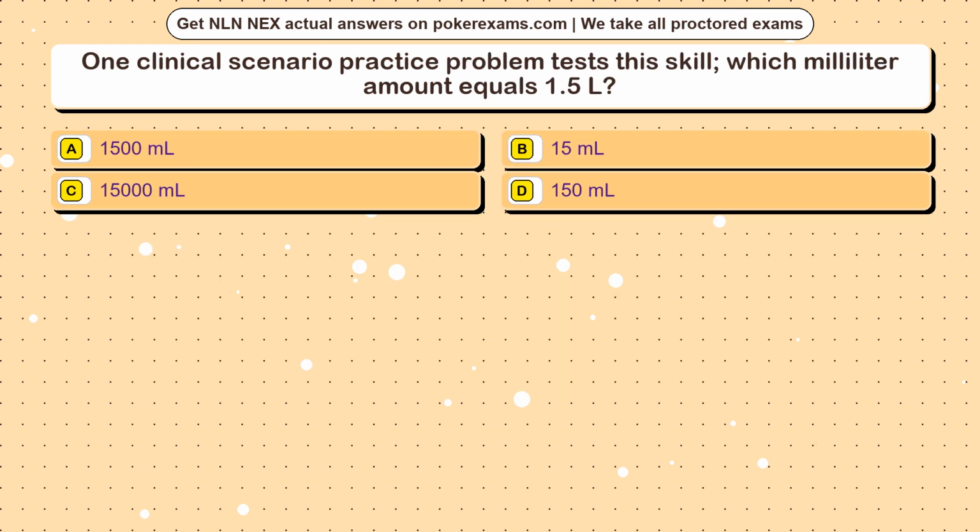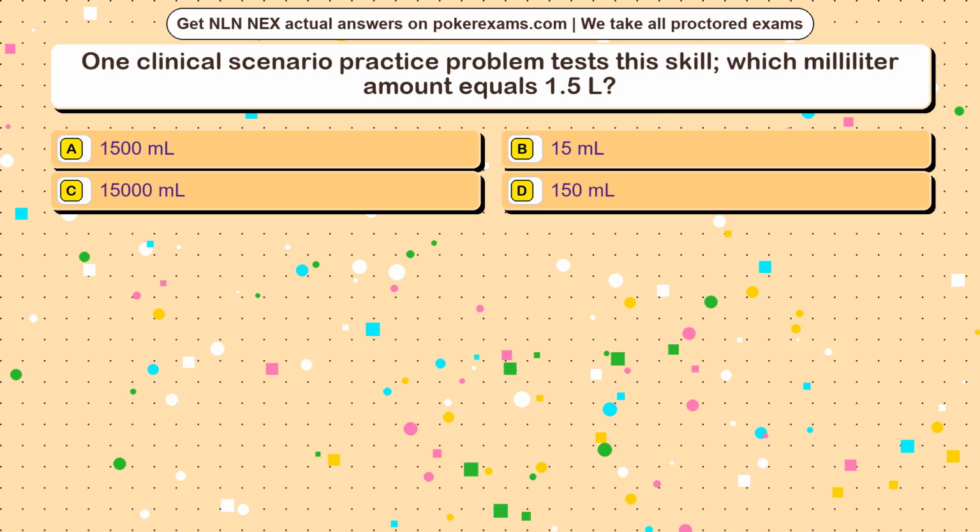Question 11. One clinical scenario practice problem tests this skill. Which milliliter amount equals 1.5 L? Option A, 1,500 ml. Option B, 15 ml. Option C, 15,000 ml. Option D, 150 ml.